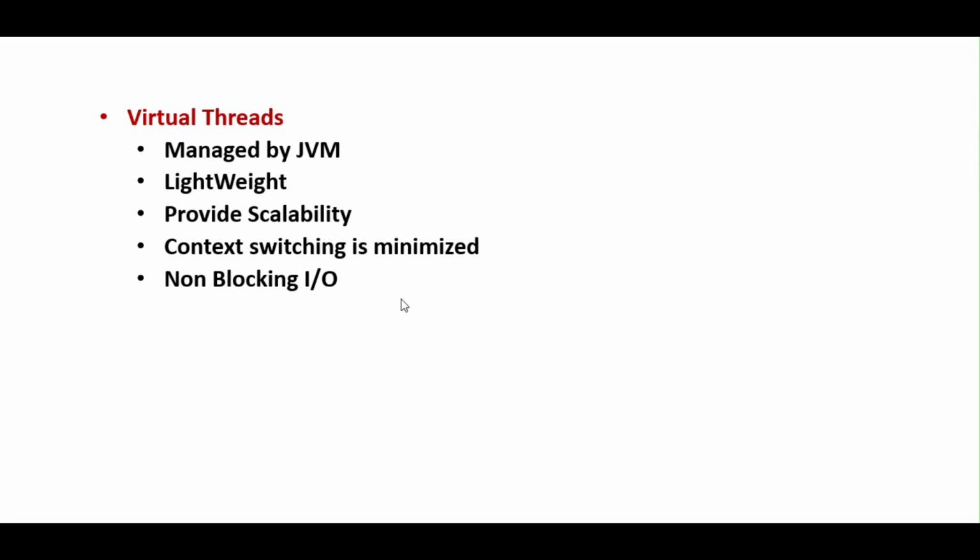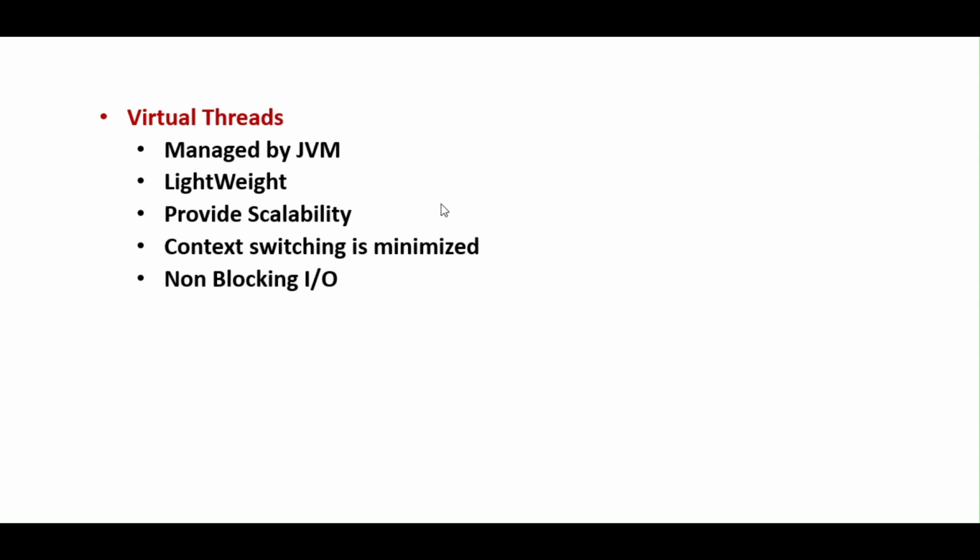And the fourth point is context switching. Context switching for virtual threads is managed at the application level, and we have more control over thread creation, scheduling, and synchronization. So context switching overhead can be minimized and performance is also improved, especially in scenarios that require frequent I/O operations.